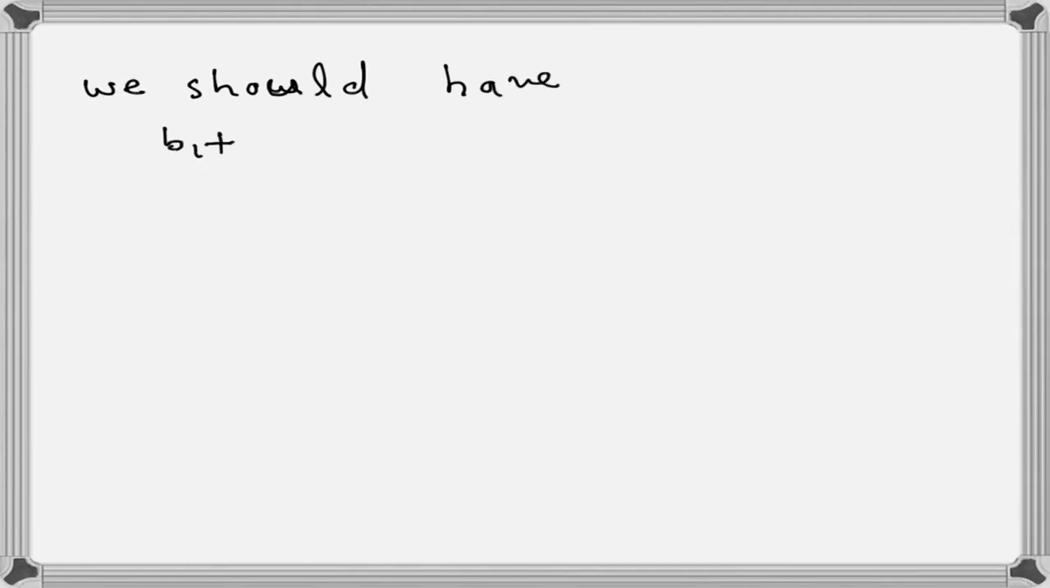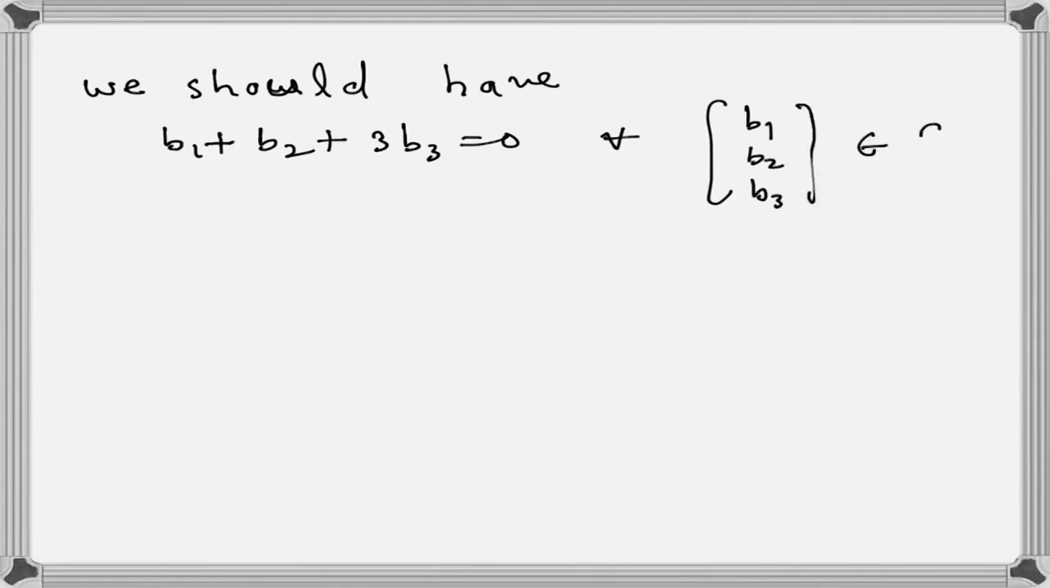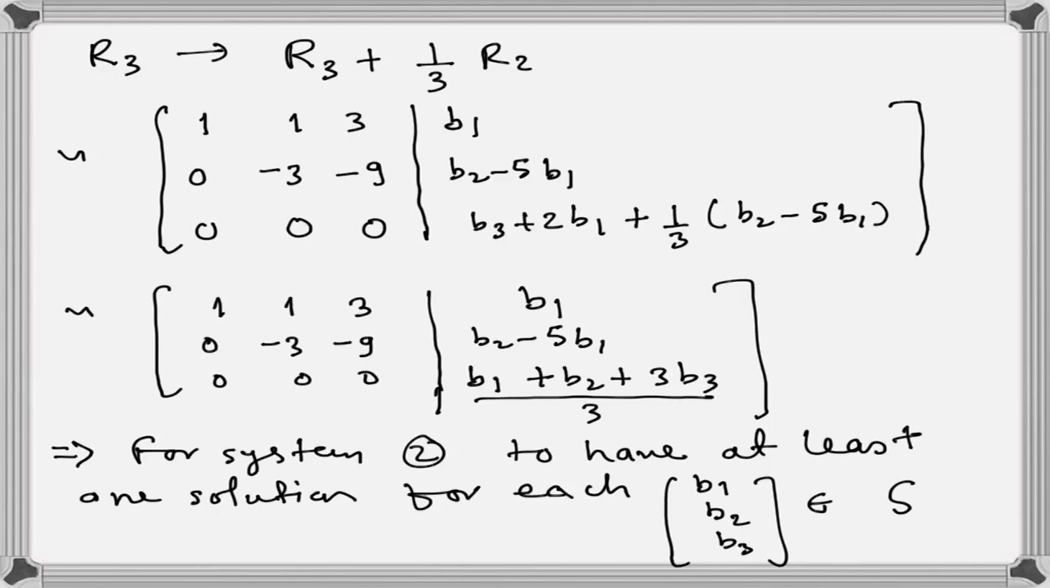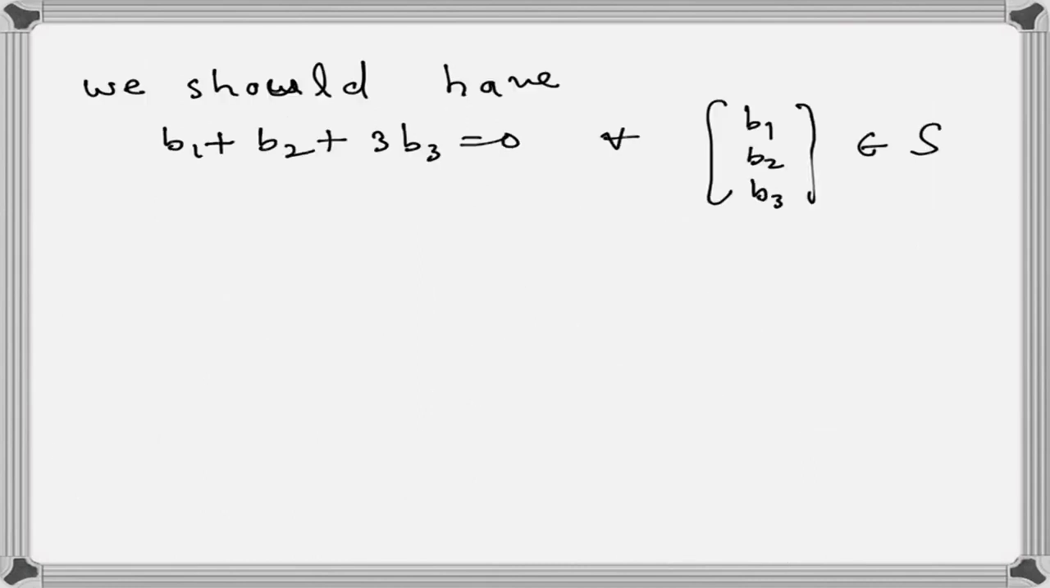b1 plus b2 plus 3b3 is 0 for all b1, b2, b3 from S, because then only the rank of the augmented matrix will be the same as the rank of A. The rank of A here, if you see, is 2, and if b1 plus b2 plus 3b3 is 0, then the rank of the augmented matrix will also be 2, and then there will be at least one solution. Okay, so that means this condition should be true.